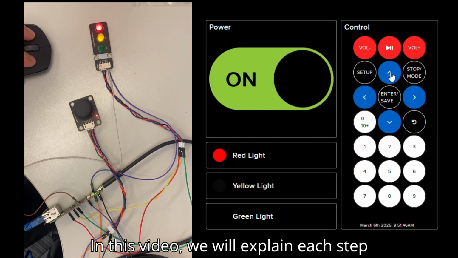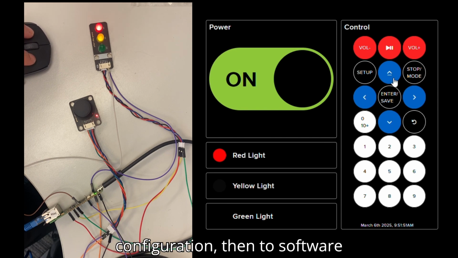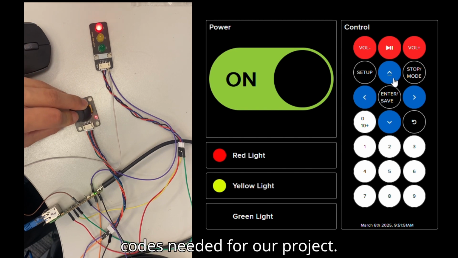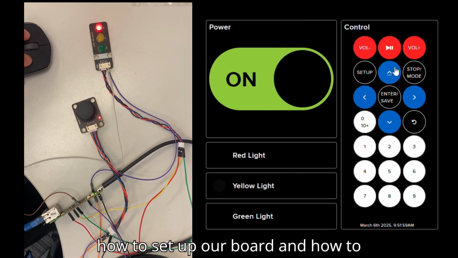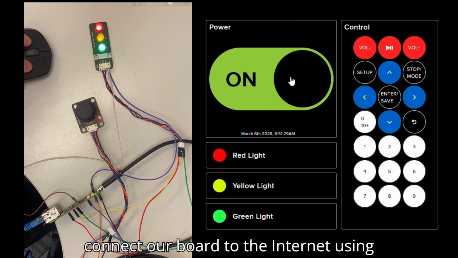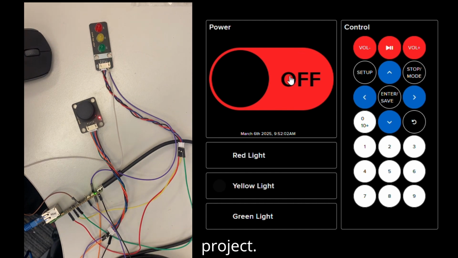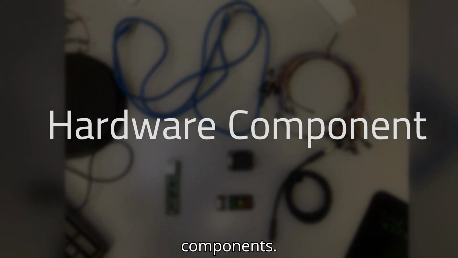In this video, we will explain each step of this project, starting from hardware configuration, then to software implementation, and lastly the Python codes needed for our project. By following this video, you could learn how to set up our board and how to connect our board to the internet using CircuitPython to create your own IoT project. Let's start by preparing the hardware components.